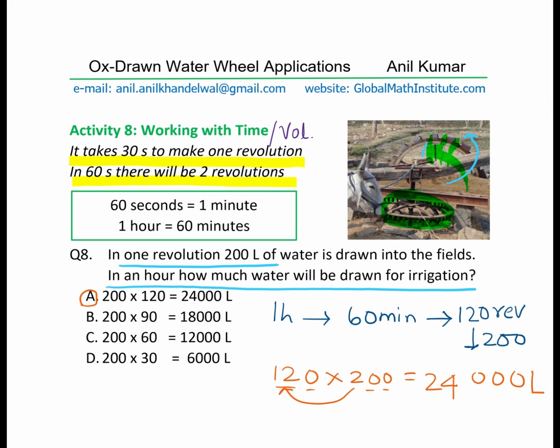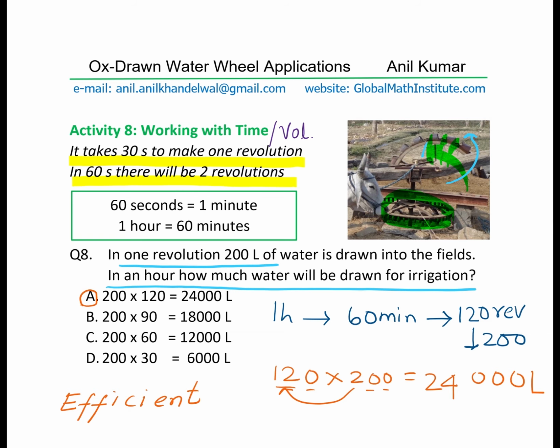You get the idea. So that is how we figure out how much volume of water is being taken out from the well in this particular case. It looks like a simple operation. However, it is a very efficient operation. No electricity, no pollution.